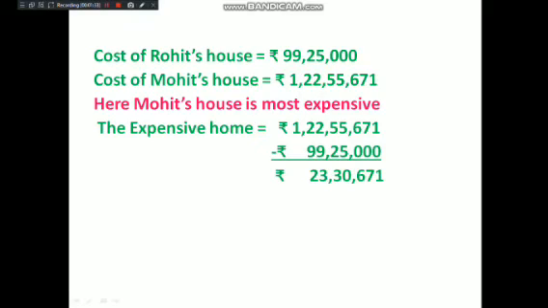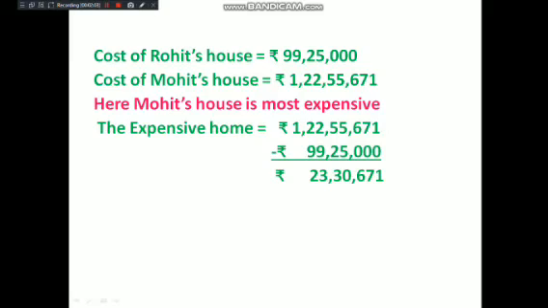1 minus 0 is 1. 7 minus 0 is 7. 6 minus 0 is 6. 5 minus 5 is equal to 0. 5 minus 2 is equal to 3. We cannot subtract 9 from 2, so you have to borrow 1. Then here will be 12. 12 minus 9 is equal to 3.